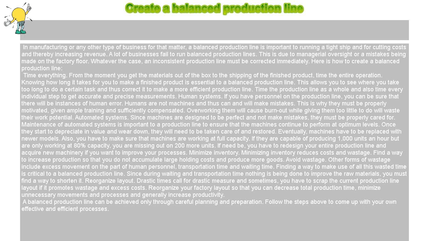Reorganize layout. Drastic times call for drastic measures, and sometimes you have to scrap the current production line layout if it promotes wastage and excess costs. Reorganize your factory layout so that you can decrease total production time, minimize unnecessary movements and processes, and generally increase productivity. A balanced production line can be achieved only through careful planning and preparation.